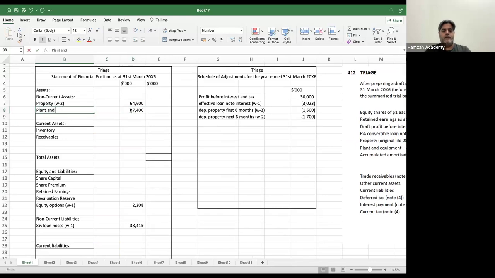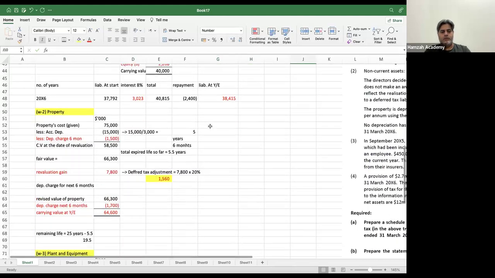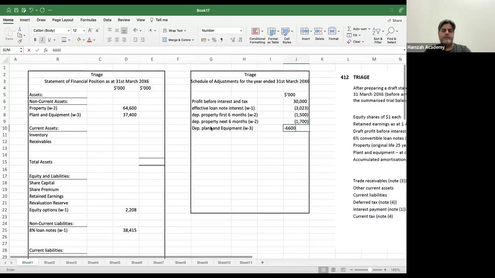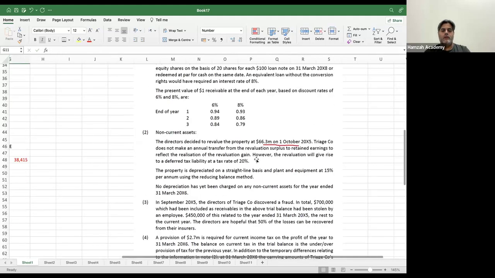This is plant and equipment for Q3. Depreciation plant and equipment 6,600. Done? Okay.